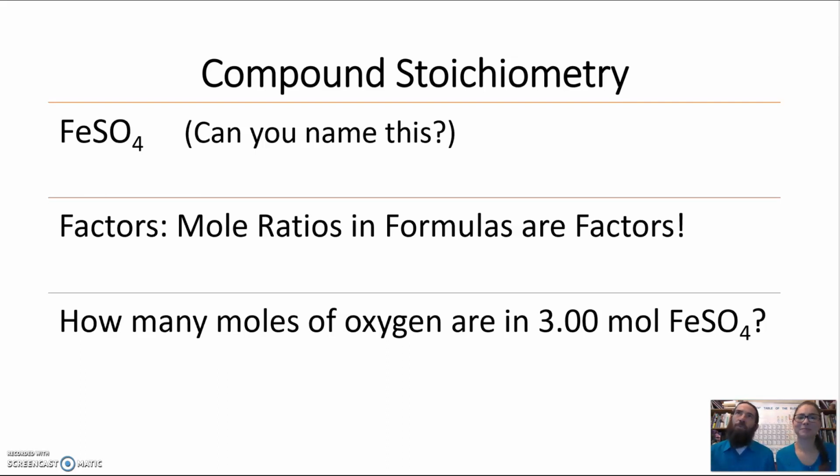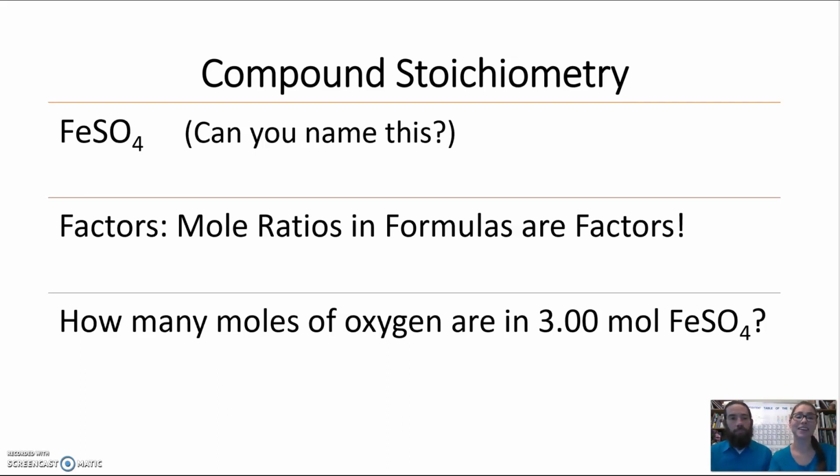This is my definition of stoichiometry: we're going to go from moles of one thing to moles of something else. That's stoichiometry. So today we're going to focus on compounds and how we can convert from moles of something in a compound to moles of something else in a compound. We're going to start out with this compound, iron(II) sulfate. Polyvalent, right? Yes, because iron can be iron(II) or iron(III).